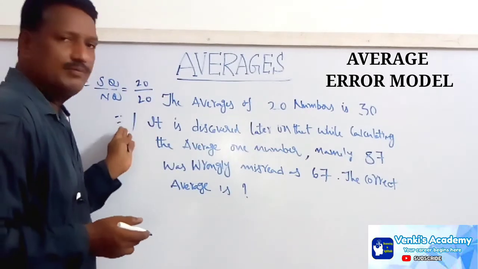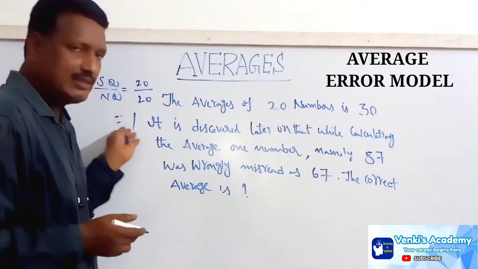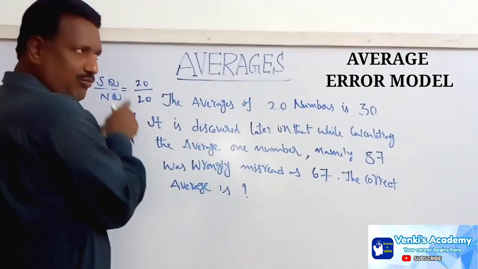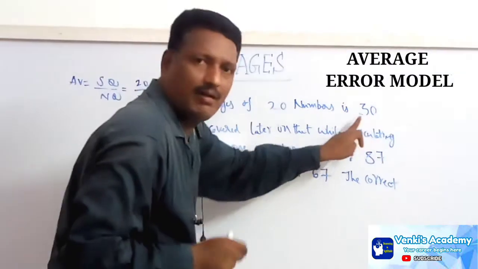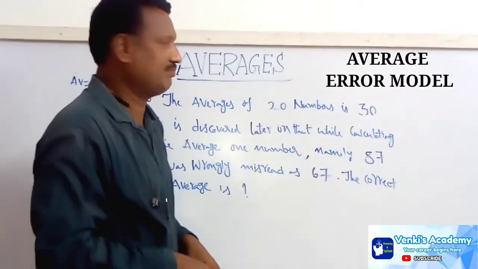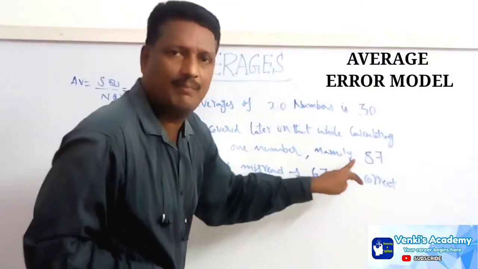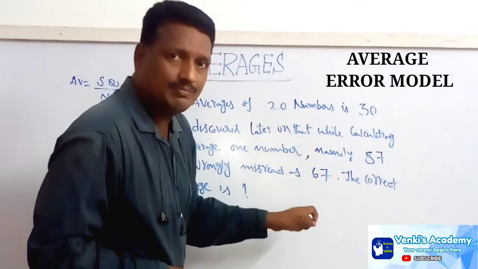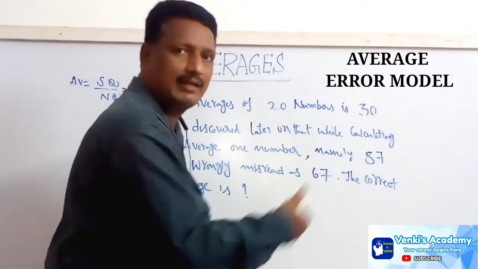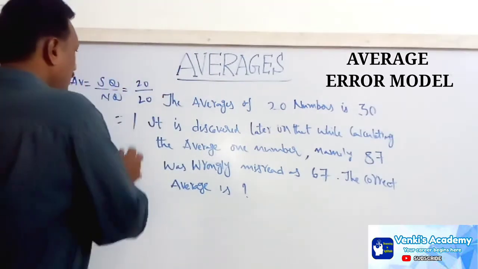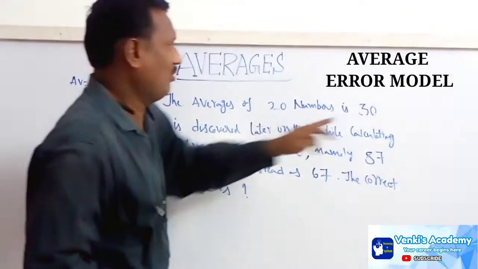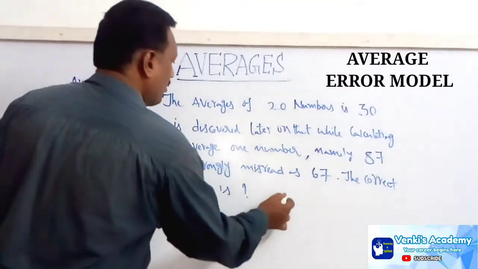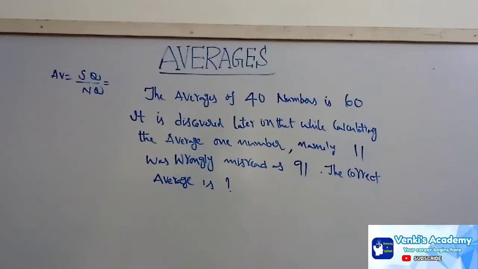Now this 1 is an average, and this 30 is also an average. Whether we should add this 1 to 30 or subtract it from 30, we will get the correct average. Here we actually have to take 87, but we took 67. That means we took a lesser value. To correct it, we should add. So we add 1 to 30 and get 31. Simply, this is the average error.